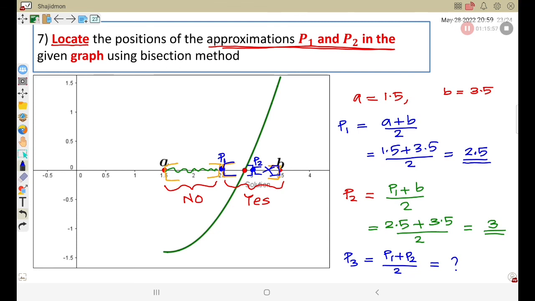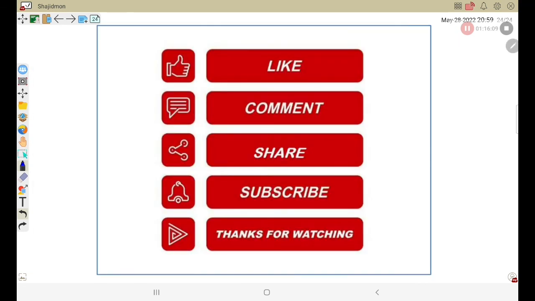So I hope you understood the ideas in the bisection method, whatever we discussed here. Okay, from the graph, how we can find many approximations, the number of approximations, everything in the bisection method. This is just a computer program. We need to do a Python program later. Okay, so hope you understood everything.